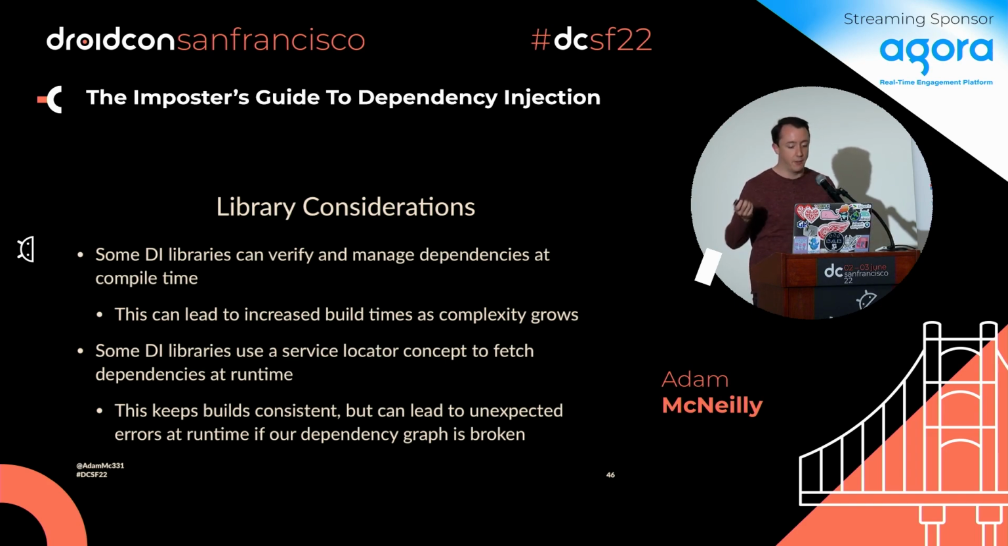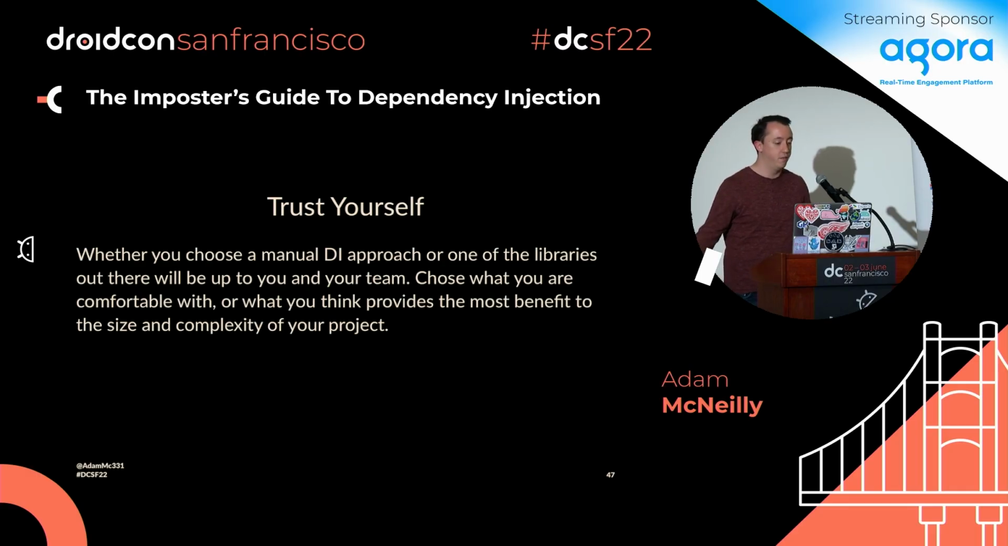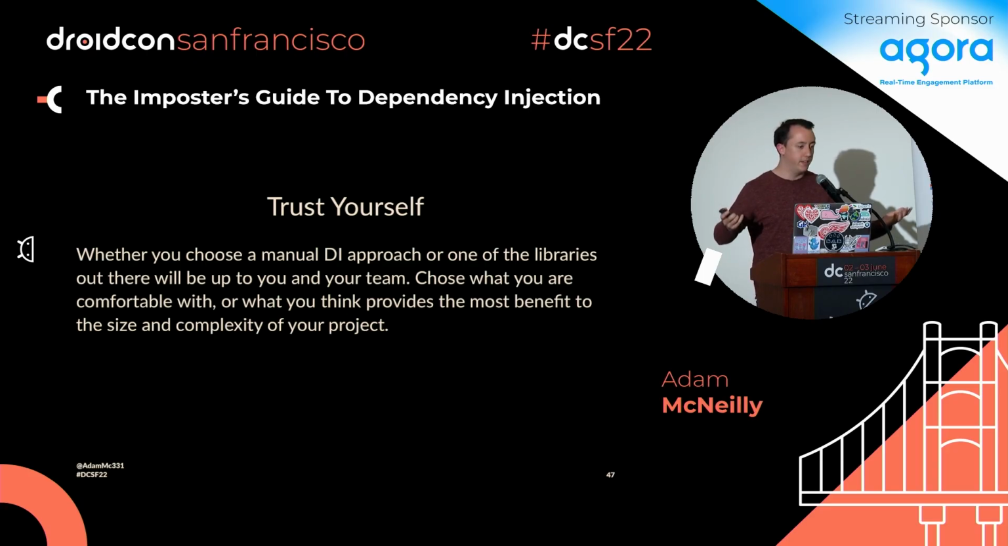I think one thing I would leave y'all with is trust yourself. Whether you choose a manual DI approach or one of the libraries out there, that's up to you and your team. Choose what you're comfortable with and what provides the most benefits based on the size and complexity of your project. You might have a personal favorite, but two projects you work on could be at drastically different scales and might deserve different solutions. Use what you prefer. And I think that can't be overstated.